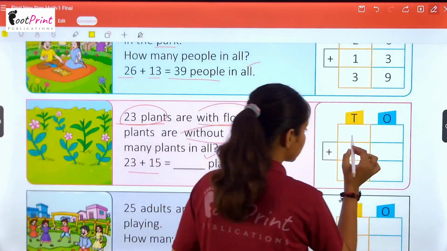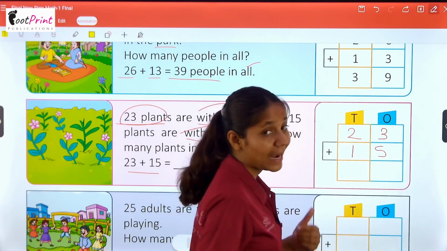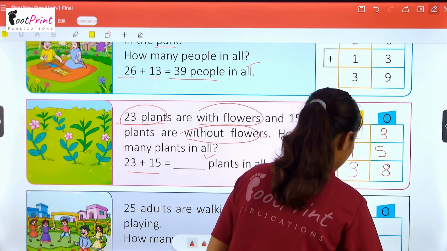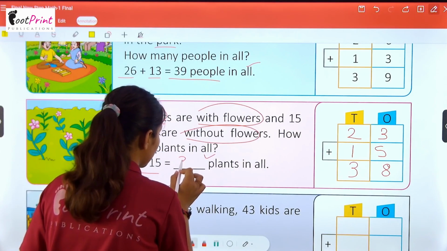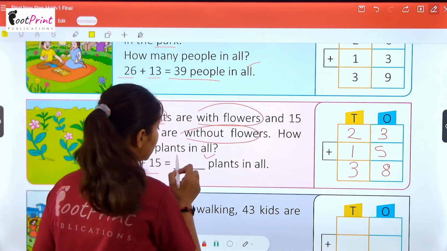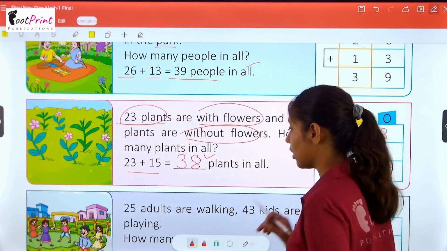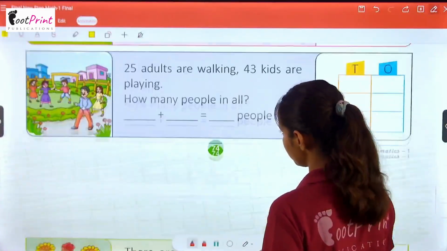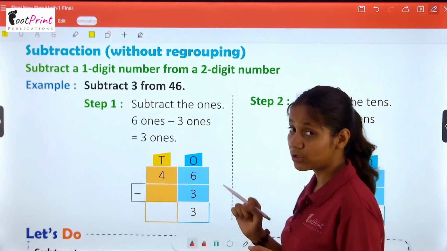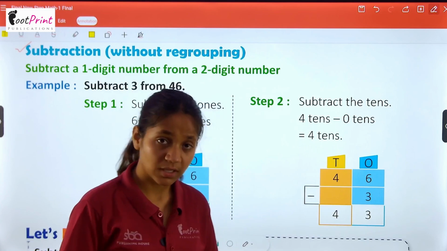To write the answer, firstly we will calculate it. 23 plus 15. Now adding the ones firstly: 5, 6, 7, 8, and 2 plus 1 are 3. So total 38 plants in all. There are 38 plants in all. Now, the rest of the part of this word problem exercise you have to do by yourself. Firstly, understand the word problem, then find the answer.